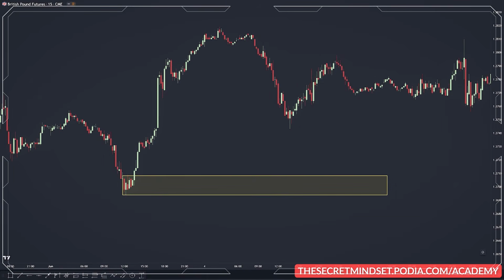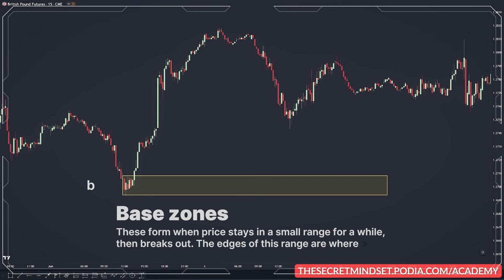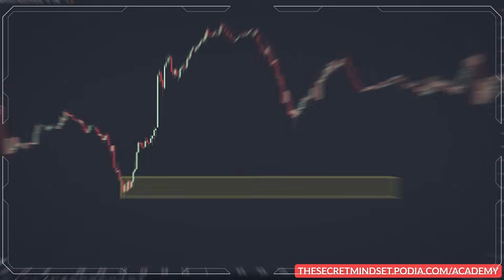There are different types of zones to watch for. First are the base zones. These form when price stays in a small range for a while, then breaks out. The edges of this range are where orders build up. When price comes back to these levels after a breakout, it's likely to react.